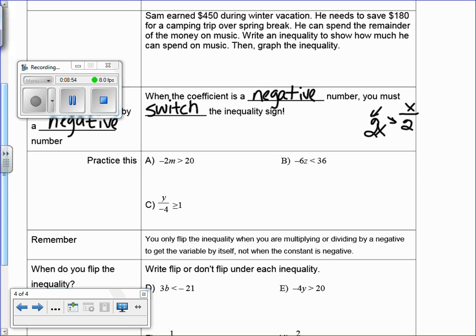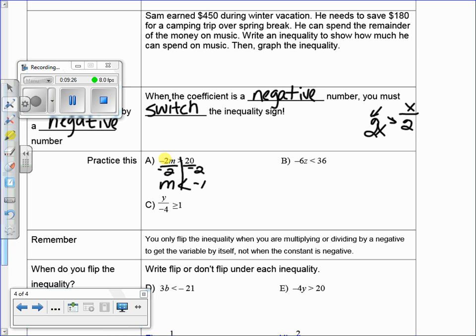I have negative 2m here for a. I'm going to draw my line just like we always do. Because that number right beside the variable is negative, before I do any math whatsoever, I'm going to switch it from a greater than to a less than. All right, now I can go ahead and solve it. That's all. That's the only major thing that I need to do. Now I can go ahead and solve it. Divide both sides by negative 2. And m is now less than negative 10.